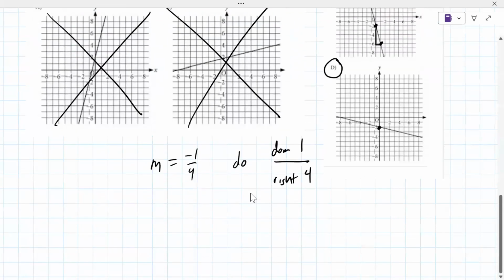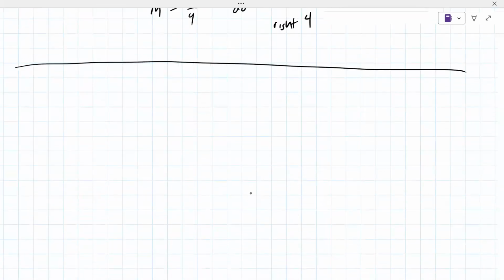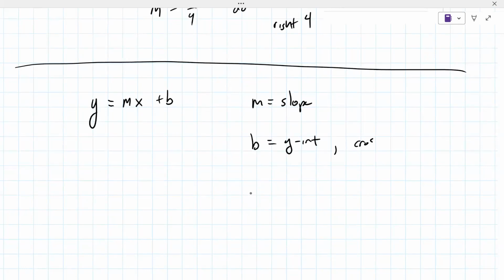Okay. So just a quick review. y equals mx plus b. M is the slope. B is the y-intercept. It's where it crosses the y-axis. So please consider that as you look at this next question.